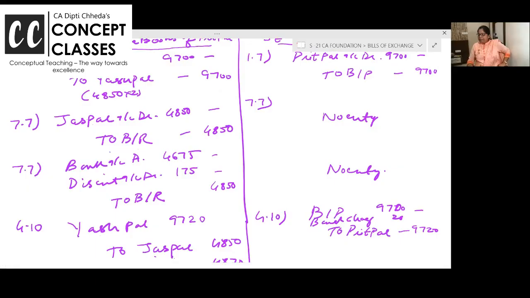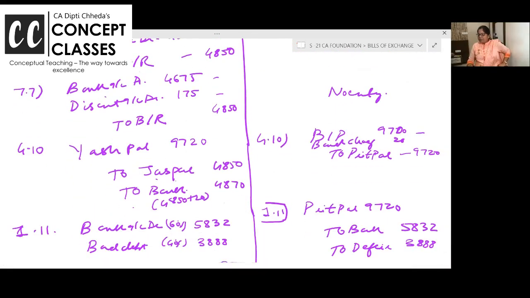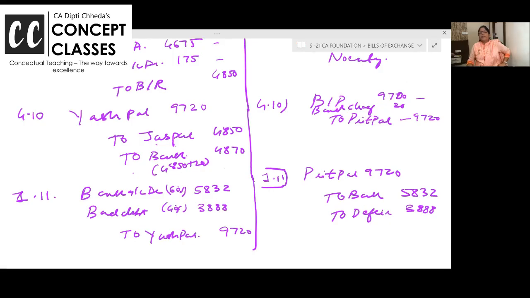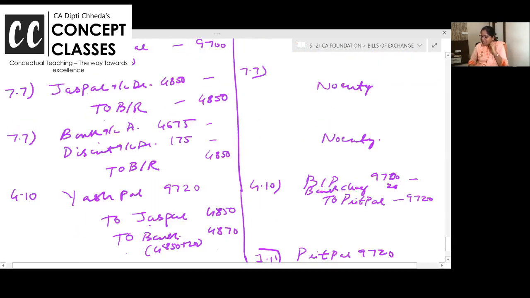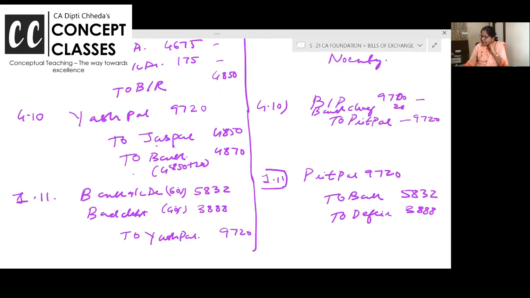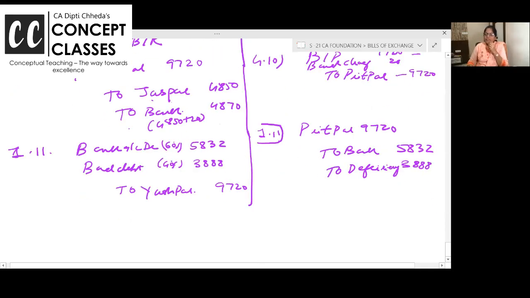Pritpal to bills payable, to Pritpal, and then Pritpal to bank. Easy. First bill is drawn, then bill is cancelled, and against that you are paying only 60%. So remaining will be transferred to deficiency account. Deficiency account.